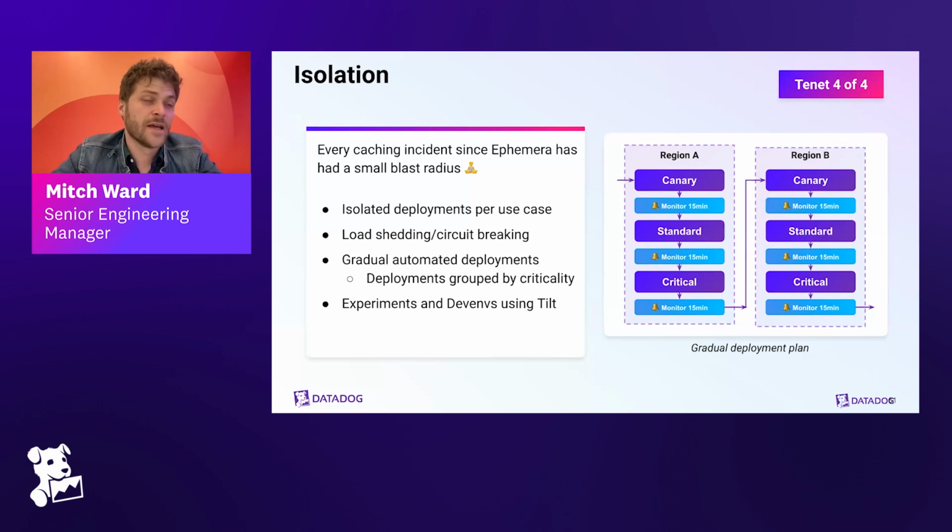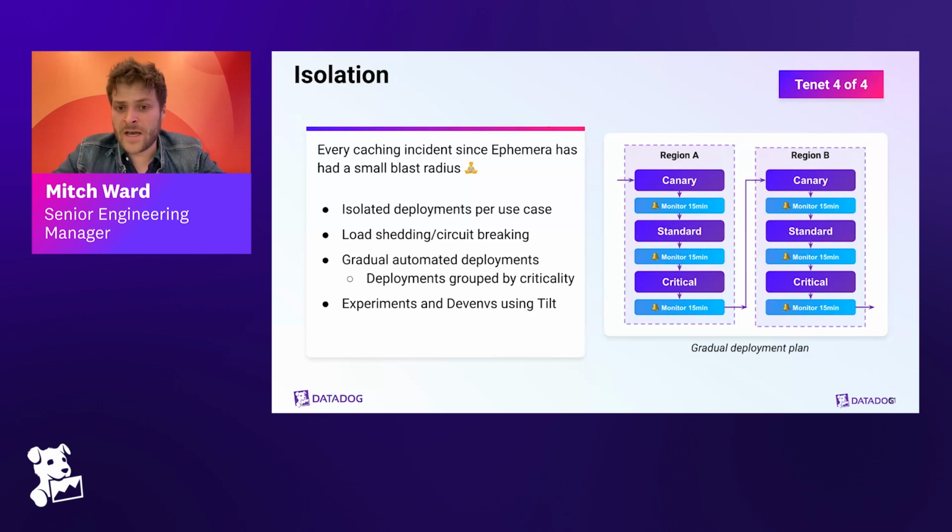But then also in our API server, we use a combination of load shedding and circuit breaking. If the server's overloaded or if there's some query of death, we can stop the bleeding quickly and avoid it turning into a cascading failure. The other thing when we talk about isolation, more from a human error and software bug point of view, is it's really important to have gradual automated deployments.